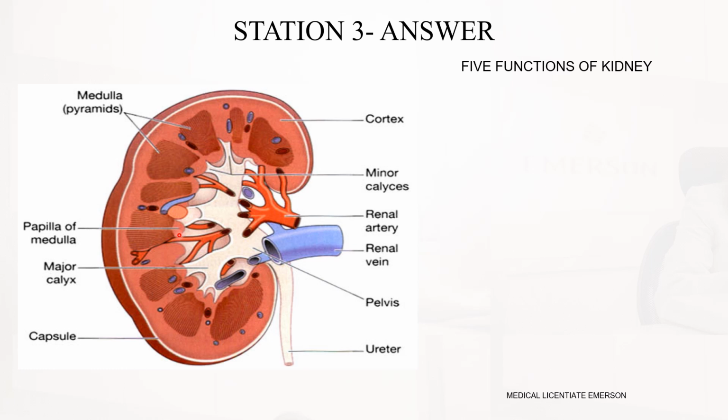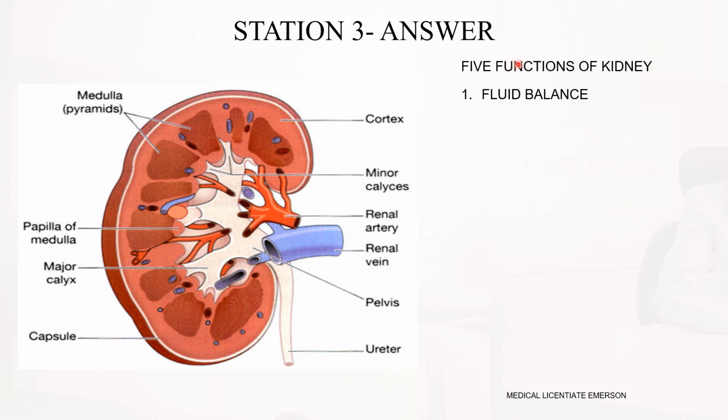Then below the papilla, you have the minor calyx. Then the minor calyx drops into the major calyces, or the major calyx. And the major calyx leads into the pelvis. From the pelvis, you have the ureter. Then this is the renal artery, and this is the renal vein. That's the gross structure of the kidney.